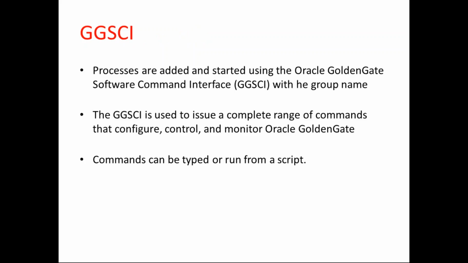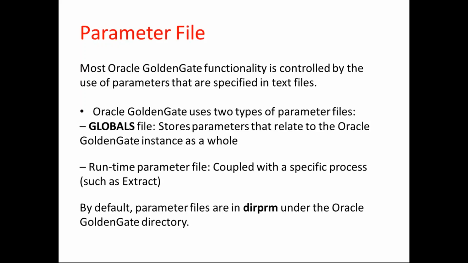GGSCI is the software command interface. Anyway, you'll do it practically. You get the GGSCI mode, and there you can run all your commands and configure your parameters. What about the parameter file? Parameter files are the script files for each group. These files are known as runtime files. One file is the global file, which would be executed once you log in to your GoldenGate.